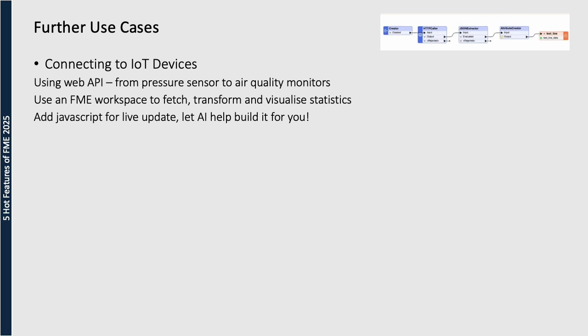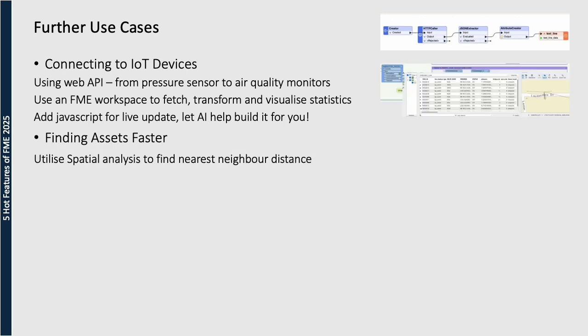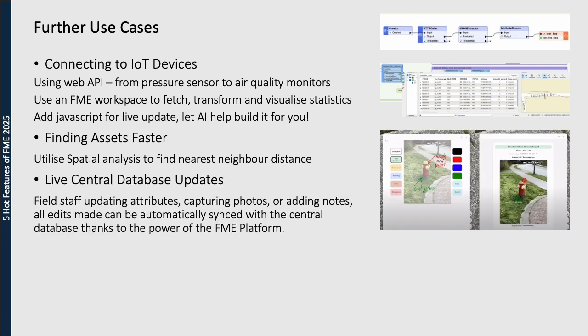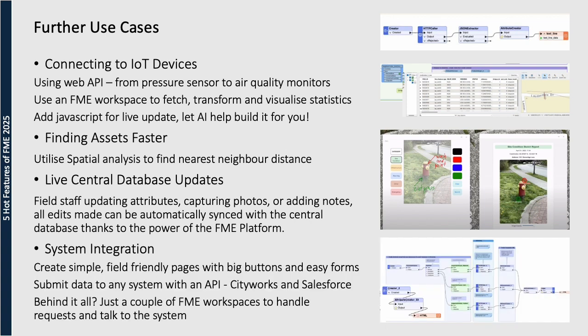So use cases, connecting to IoT devices, very simple to call an API, extract the data and parse it in as HTML, JavaScript to visualize it. Finding assets faster, FME can help you find, with spatial analysis, the nearest neighbors and distance to things. You can update the databases live and push photos, notes, other field things, much richer things than just a database. And make FME work from the field with all your other systems. If it has an API, Salesforce, CityWorks, FME can handle the requests and talk.